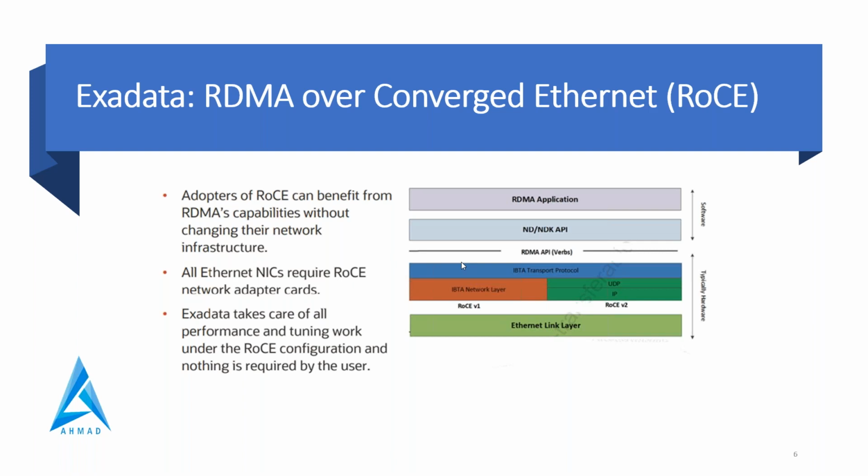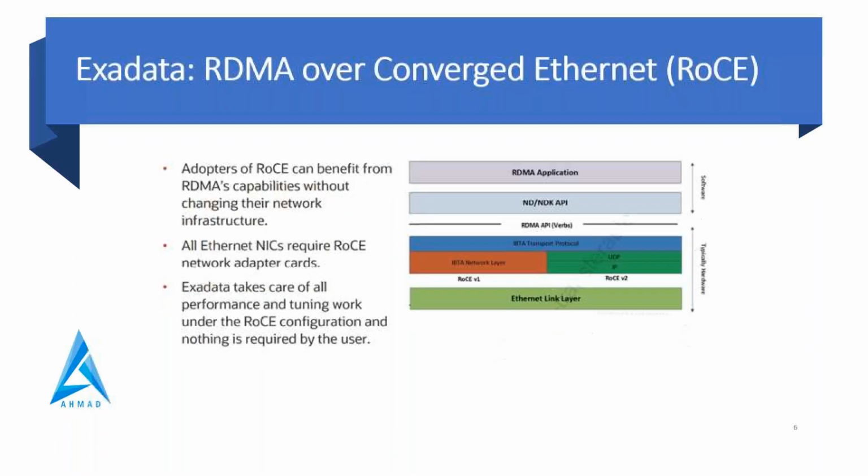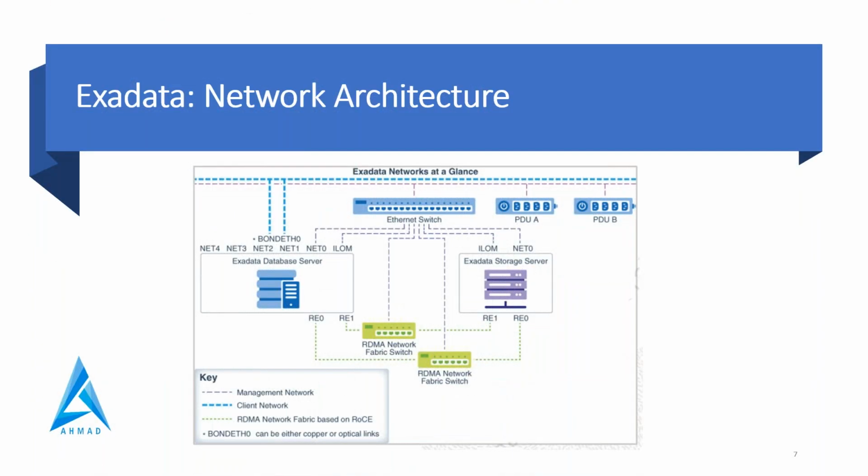Clear? Now come to Exadata network architecture. This is a glance at the Exadata network architecture. It has many things. You can see the Ethernet switch, PDU A, PDU B, and then the RDMA network fabric switches, and you have the Exadata database server and Exadata storage server.